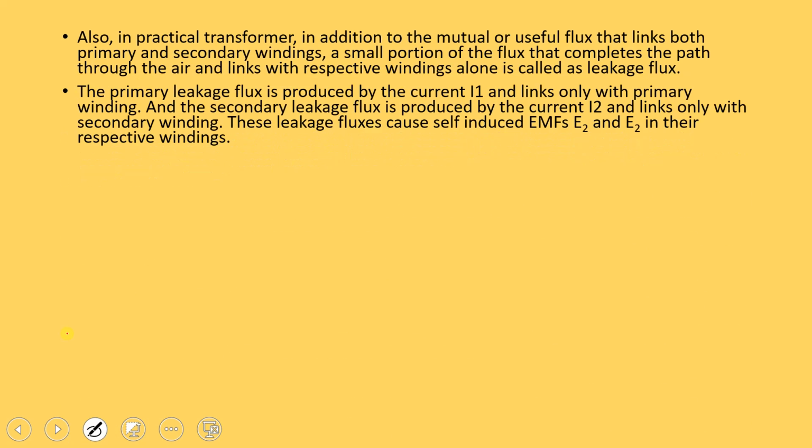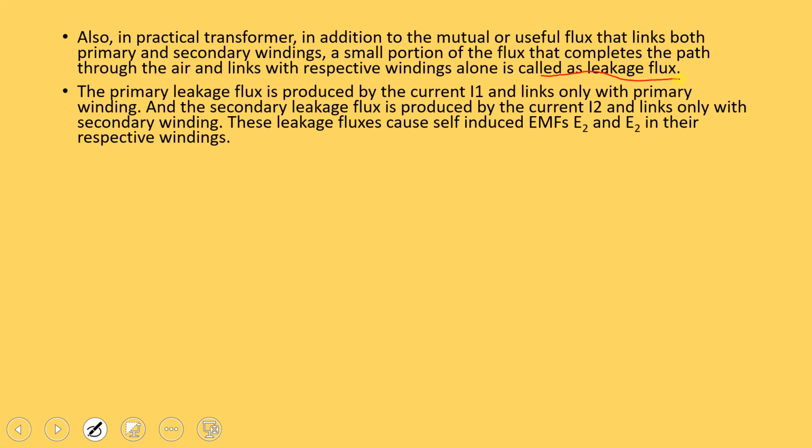Also in a practical transformer, in addition to the mutual or useful flux that links both primary and secondary windings, a portion of this flux that completes the path through the air and links with respective windings alone is called leakage flux. As we are talking about practical transformers, we have the mutual flux, and because of the link between the primary and secondary, there is some leakage in the flux. So that is called leakage flux.